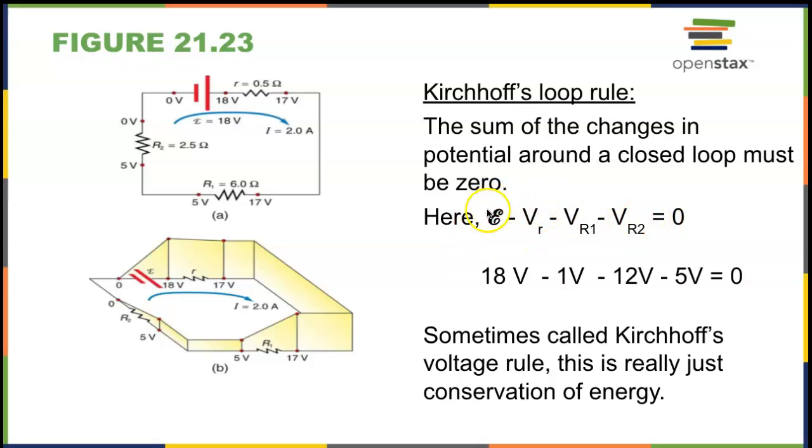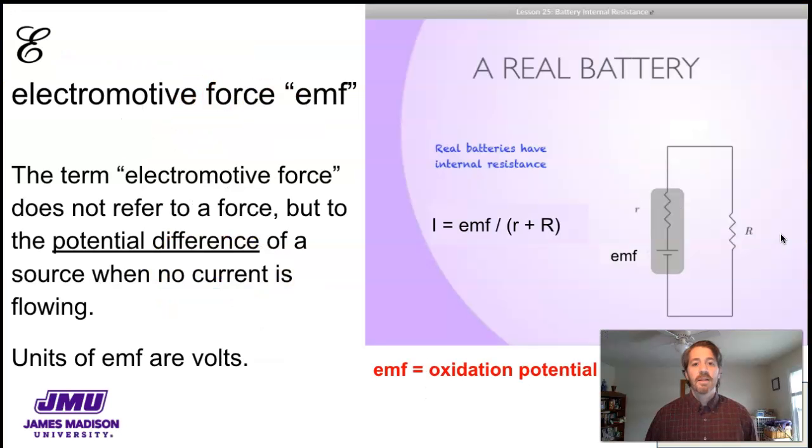Notice this script E is being used for the voltage provided, and it's also sort of a script E on the drawing here by the battery. The reason for that is that the script E stands for electromotive force, which is not an actual force, but we will be talking about electromotive force or EMF because it is the theoretical potential of your voltage source in any circuit.